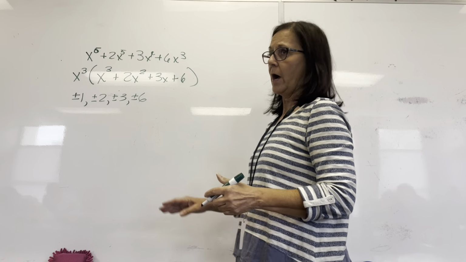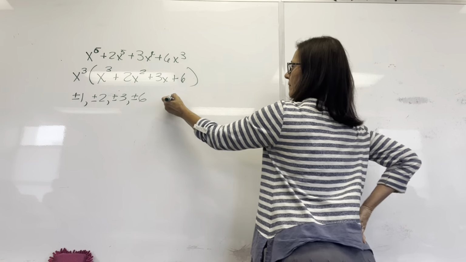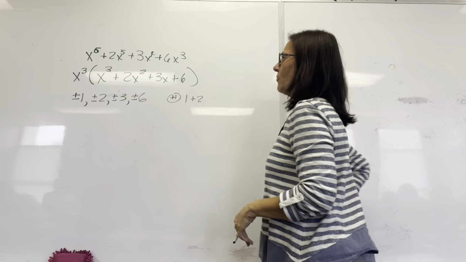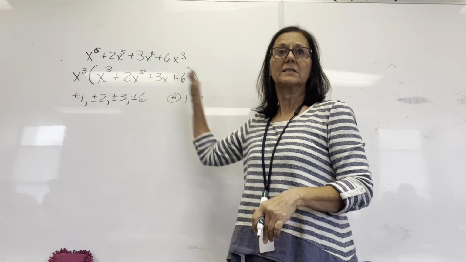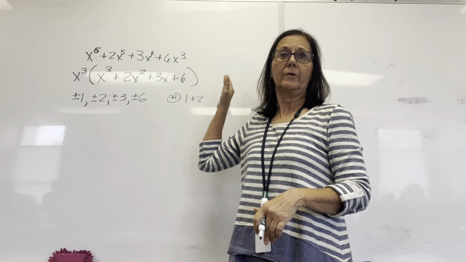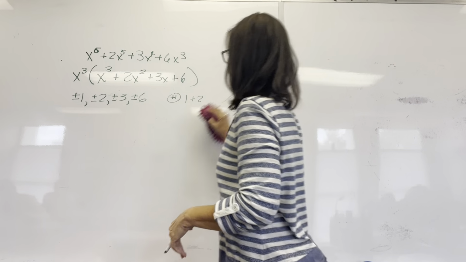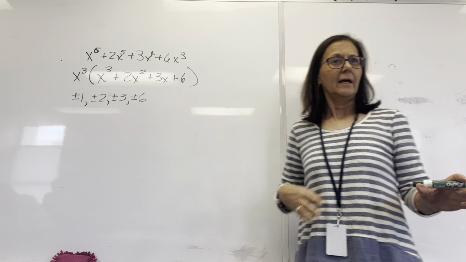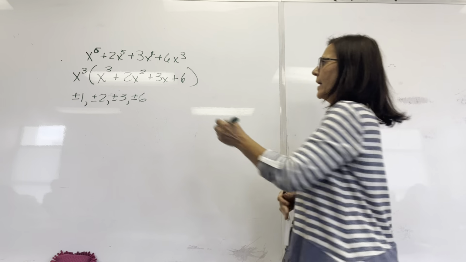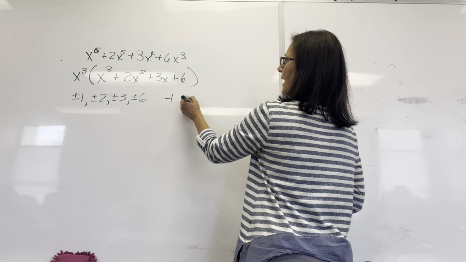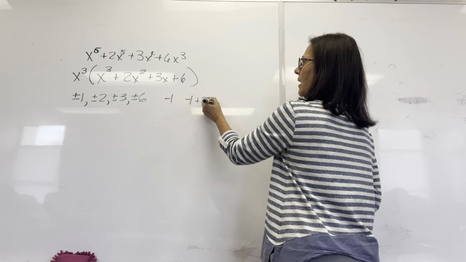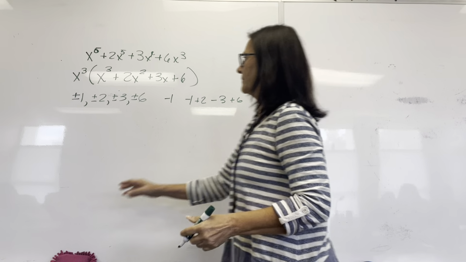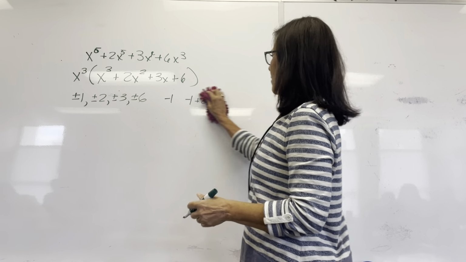Let's do positive 1. That's going to be 1 plus 2. No, positive 1 is not going to work. They're all positives, it just keeps getting to a bigger number. All right, let's try negative 1. You see how fast that was? So negative 1 plus 2, that's going to be negative. No, that doesn't work either. All right, so no 1s work.